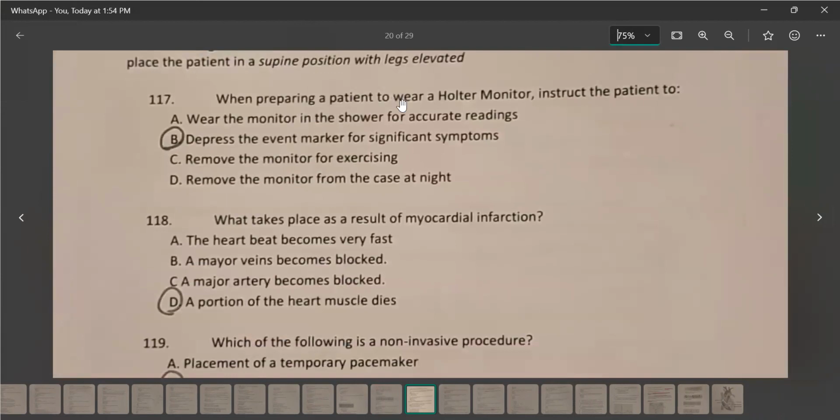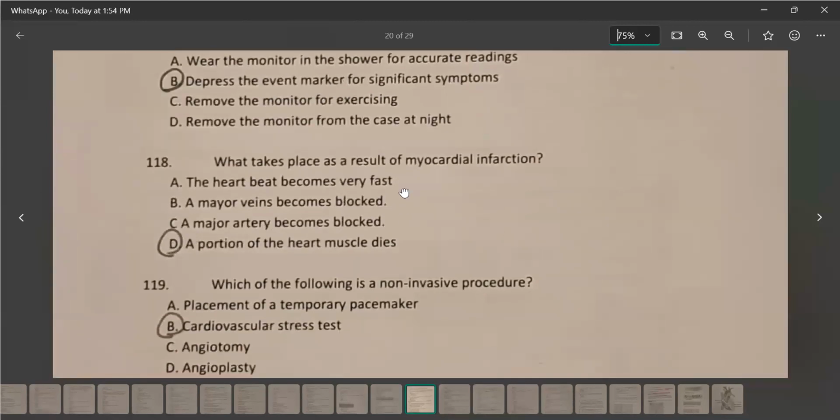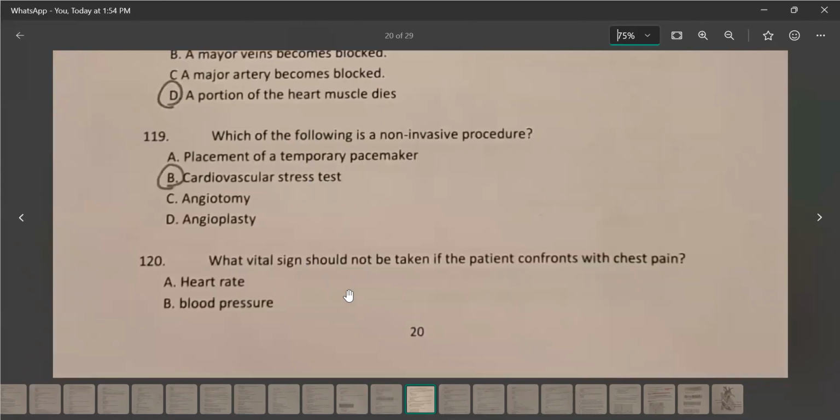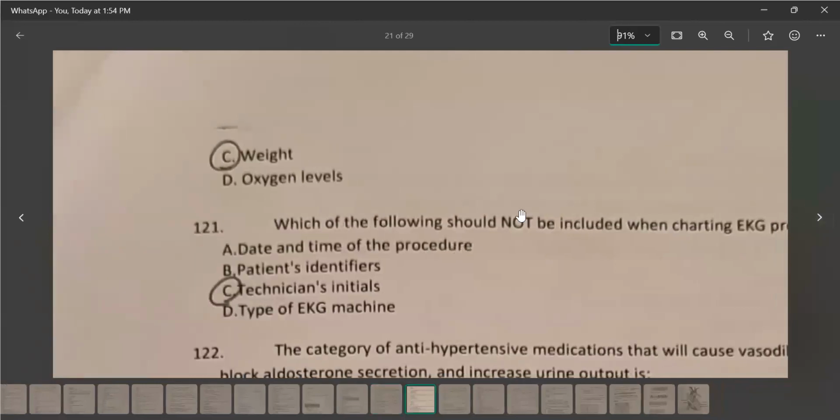117. When preparing a patient to wear a Holter monitor, instruct the patient to depress the event marker for any significant symptoms. Number 118, what takes place as a result of myocardial infarction? A portion of the heart muscle dies. Which of the following is a non-invasive procedure? Cardiovascular stress. 120, what vital signs should not be taken if the patient complains of chest pain? Weight.